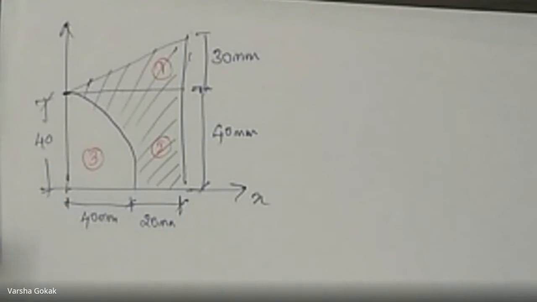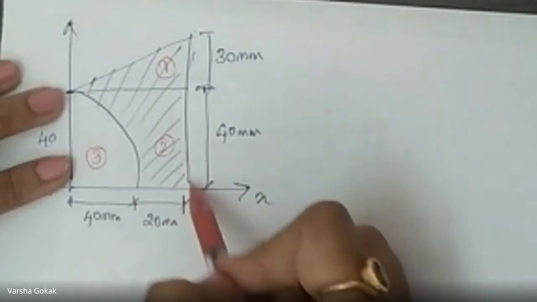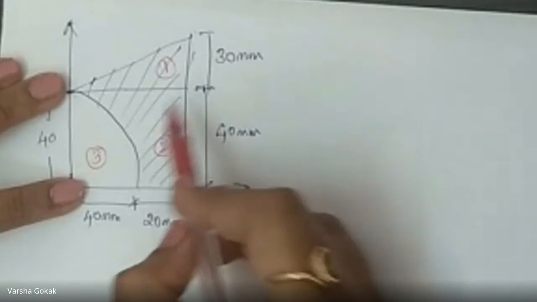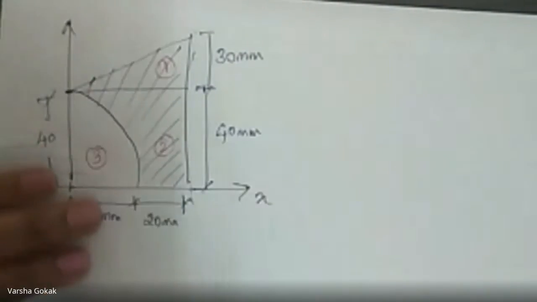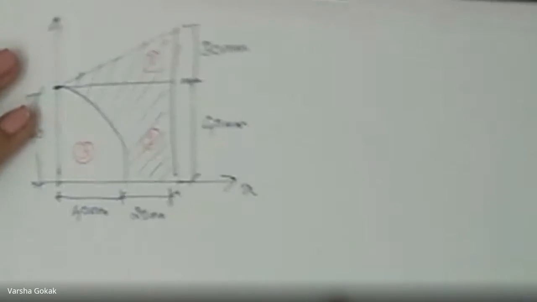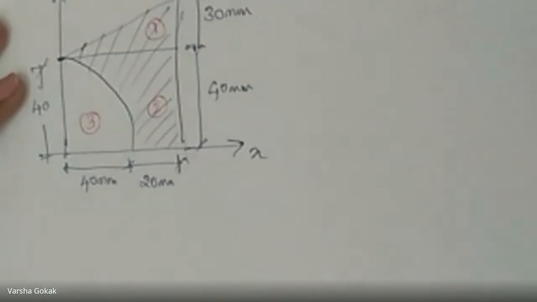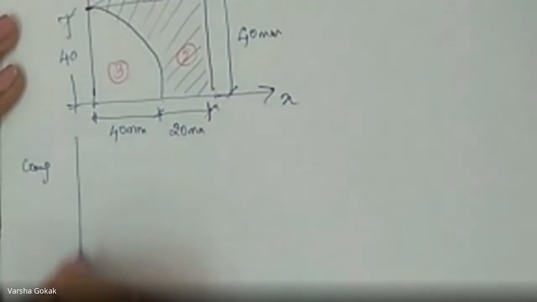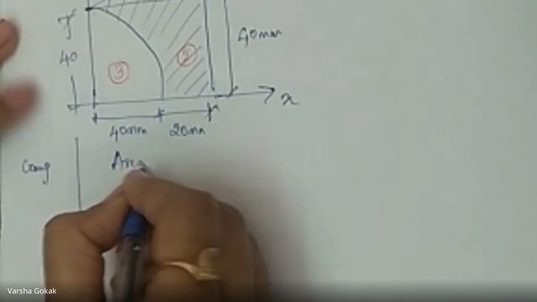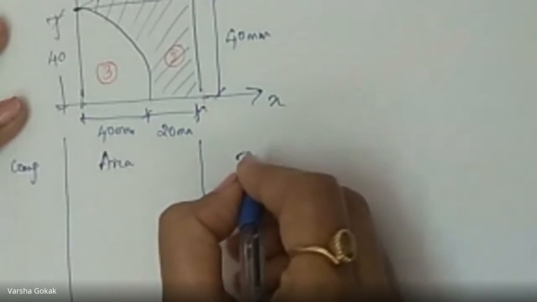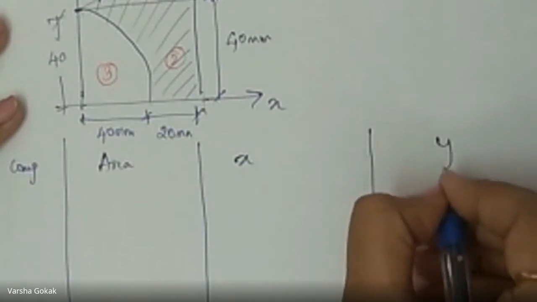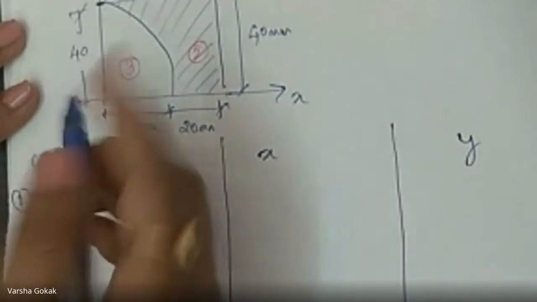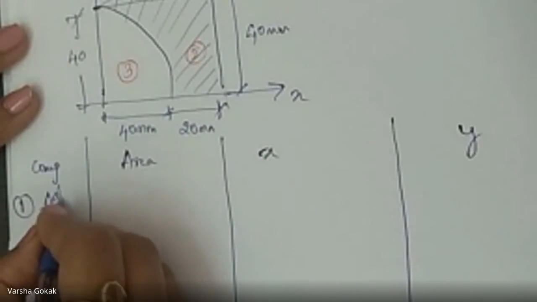So how do we get it? We will say CG of the rectangle plus CG of the triangle minus CG of the quarter circle is going to give us the CG of this shaded area. Right? So we'll put up the components, then area and x and y.